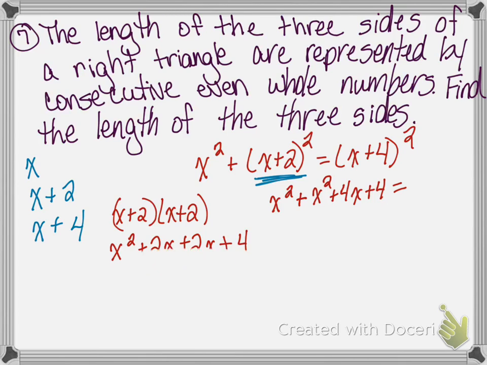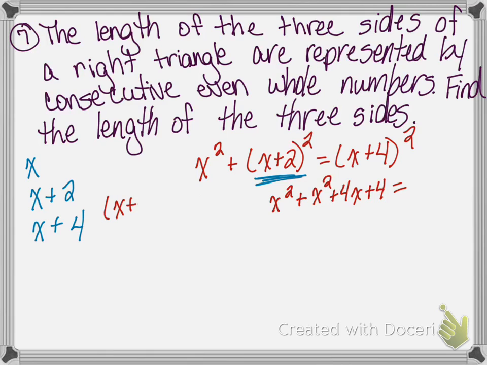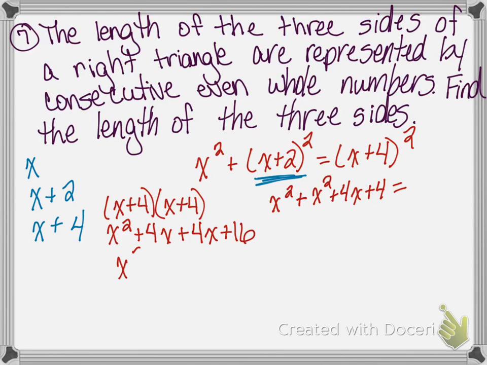Now, I am going to FOIL x plus 4 squared. So I have x plus 4 times x plus 4. I have x times x, x times 4, 4 times x, and 4 times 4. So I have x squared plus 8x plus 16, and I am plugging that in for this right here.